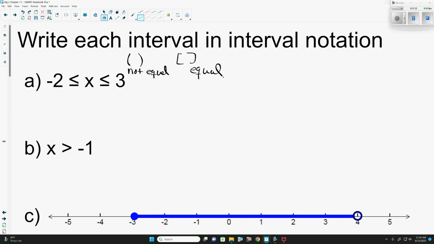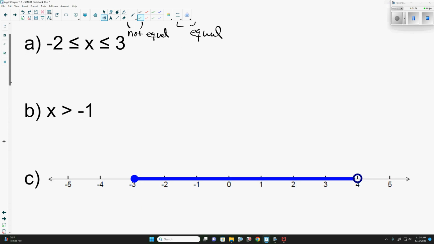Now, the first one we have is from -2 to 3. So if we drew this on a number line, we would have -2 and 3 as our two endpoints, because this is one of our bounded intervals. At -2, we would have a circle, and at 3, we'd have a circle. And would these circles be filled in or open?